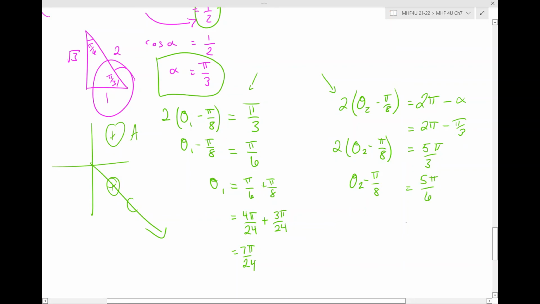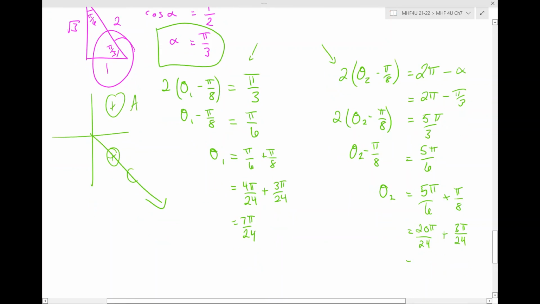If that equals 5 pi over 6, then theta 2 is equal to 5 pi over 6 plus pi over 8. Same thing as before: 5 times 4 is 20 pi over 24 plus 3 pi over 24, and that is 23 pi over 24. Well done us.